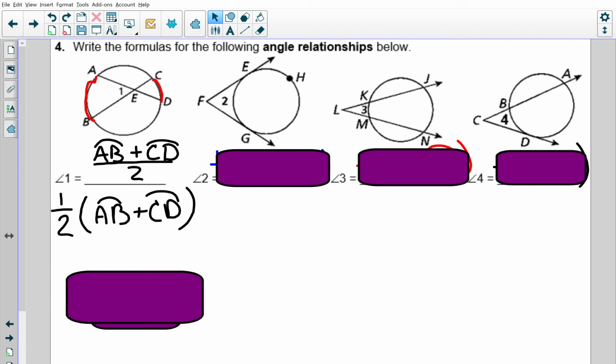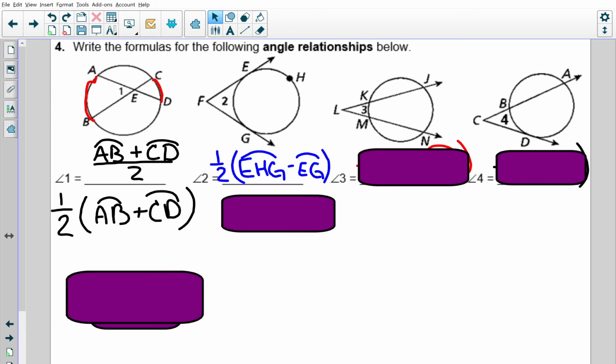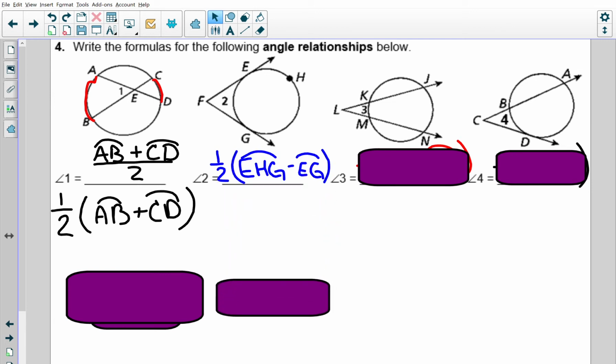What do we have next? We have two tangents. Well, what was this? Remember, big arc minus little arc. That's what you want to remember. And cut in half. The big arc, EHG, and then the little arc, EG. You subtract, cut in half. Two tangents, right?